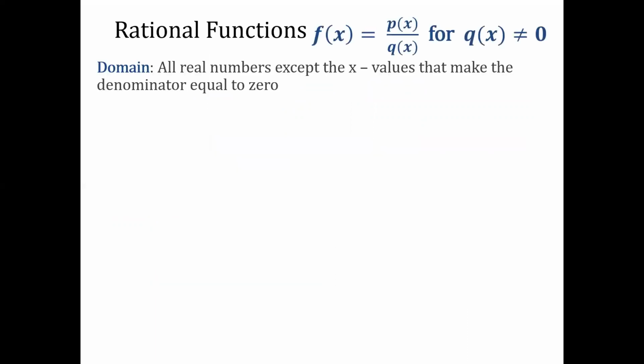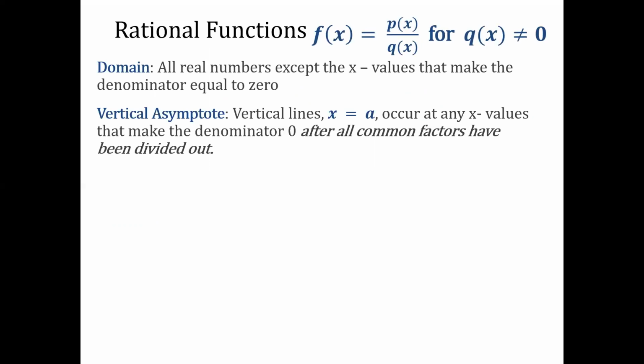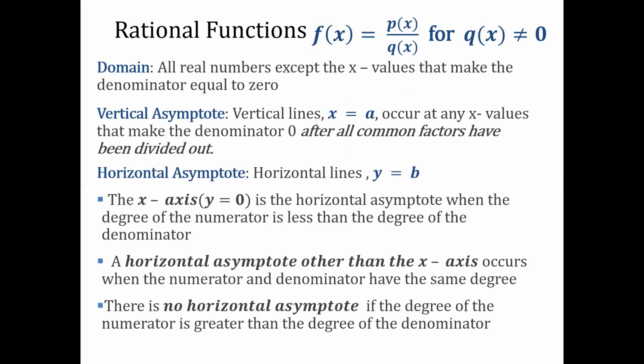Next, vertical asymptote is a line x equals a. It occurs at any x values that make the denominator 0 after all common factors have been divided. X equals a.